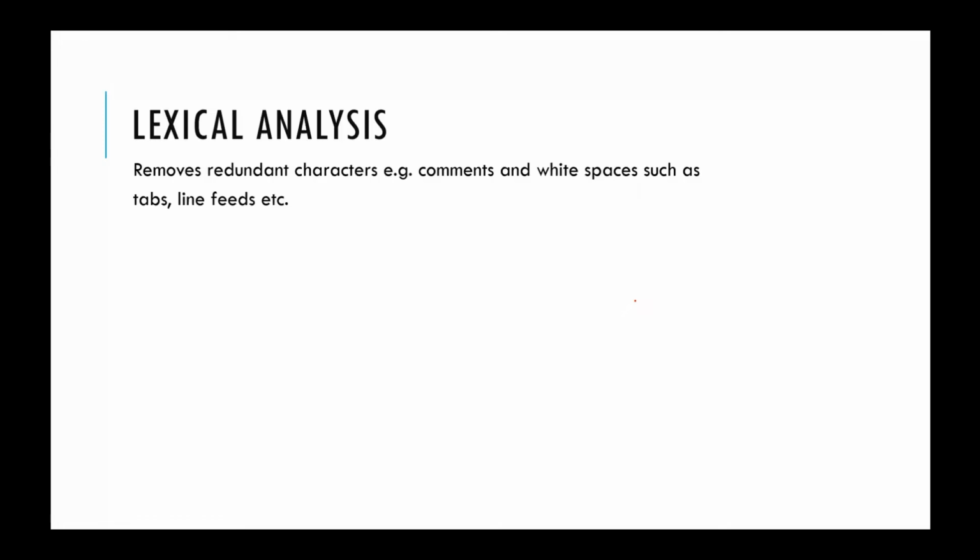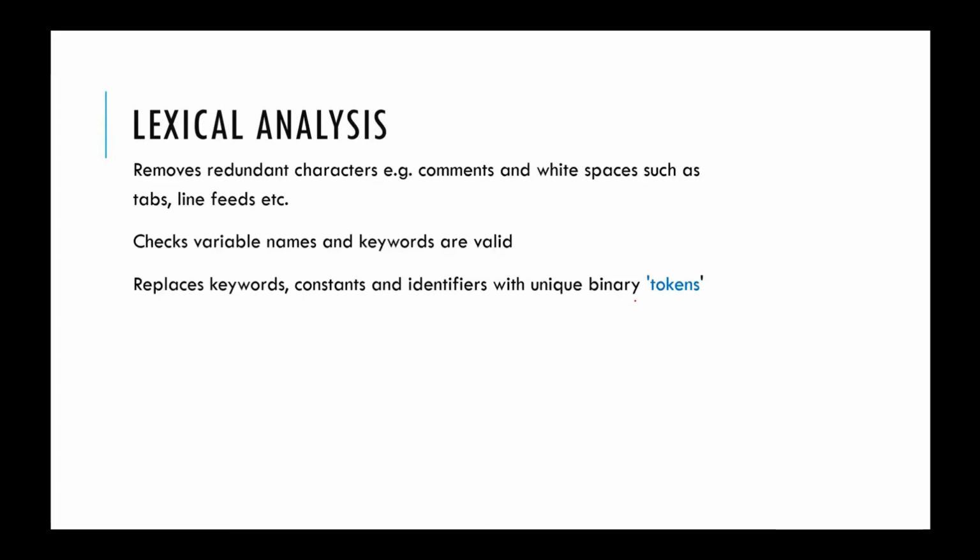So step 1 is lexical analysis. The first thing we're going to do is take our program and strip out all the comments and all the white space. So we end up with just computer code at this point. Then we're going to read through that, and we're going to use some code statements to check that the variable names are valid, as in, for example, does it start with a number? We're going to go through them all, and we're going to take all the keywords that we can identify.